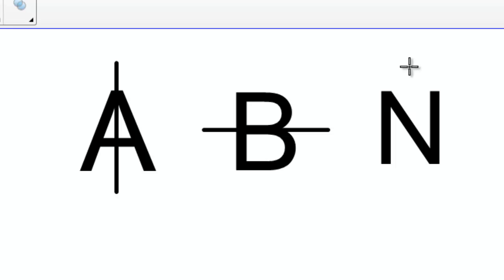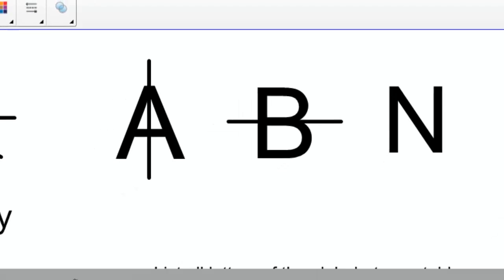Well, what about the N? Can we cut it down the center so that one side folds into the other? No, we can't. So that's not going to work at all. What about if we take one across the center that way? Can we fold it in half across that line of symmetry? No, we can't either. So that's not going to work. So the letter N actually has zero lines of symmetry.